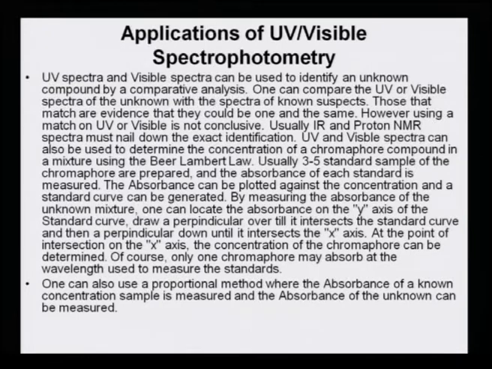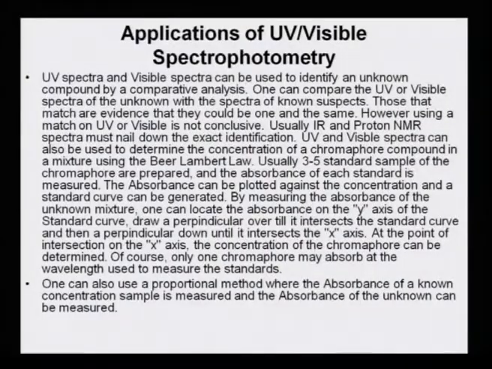However, using a match on UV or visible is not conclusive, which means that we can compare the spectra of known and unknown, and if they have similar peaks, we can say that it may have the same molecular structure. But one method is not enough to say conclusively that it is the same molecule. Usually, IR and proton NMR spectra must nail down the exact identification.